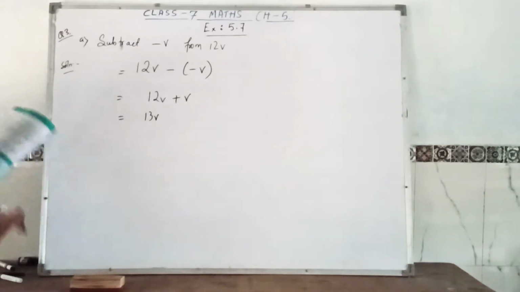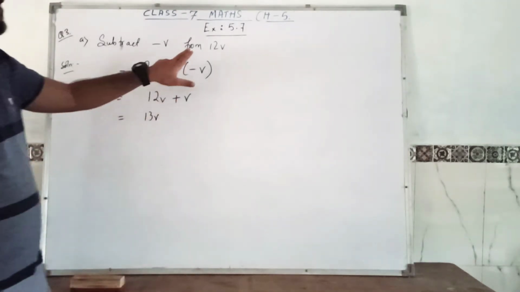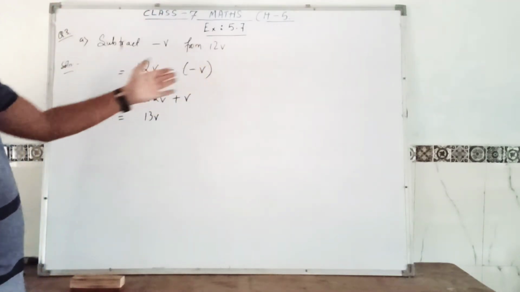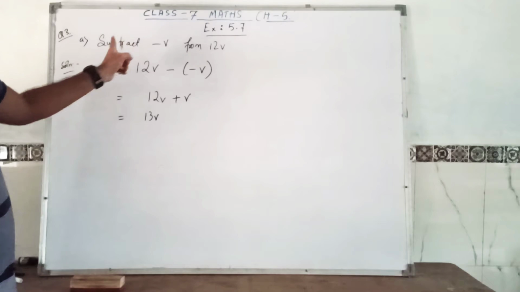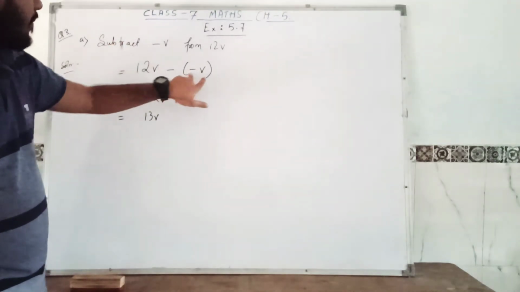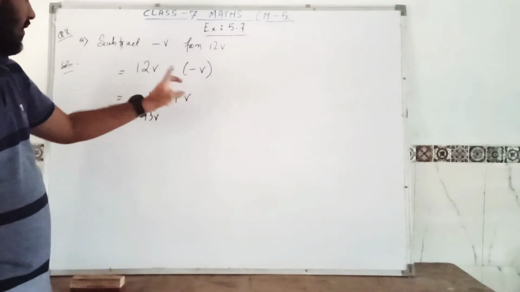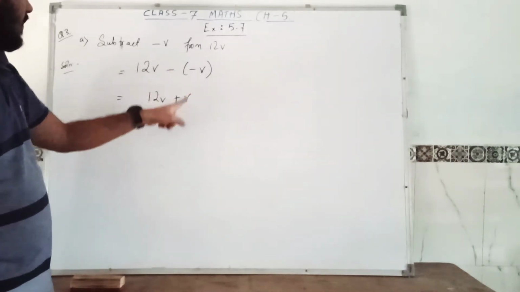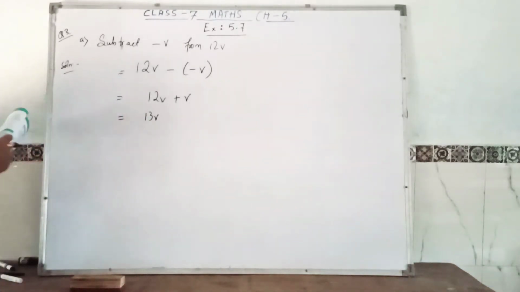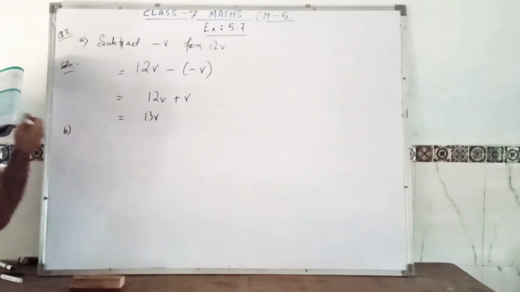Yes or no? Understood? We have to subtract from where? From 12b only you will subtract minus b. So 12b will come first, then the question is saying subtract, so subtract minus b. Now you remove this bracket, so minus into minus is plus b. So 12 plus 1b is your 13b. Clear?